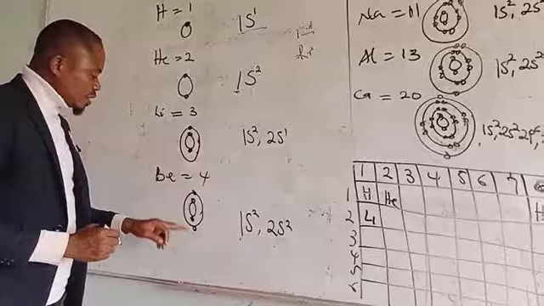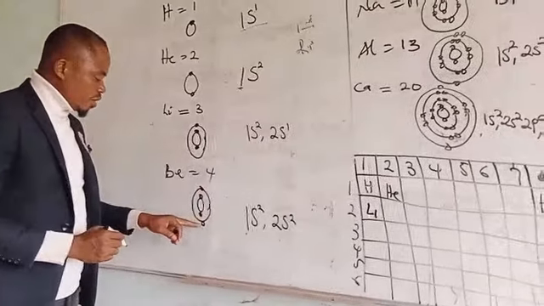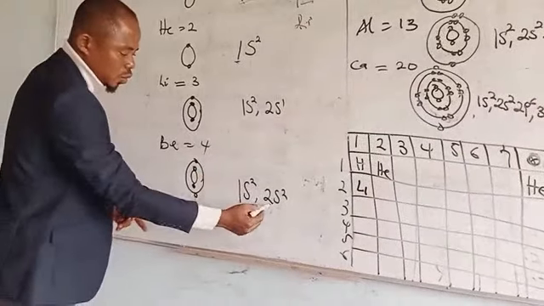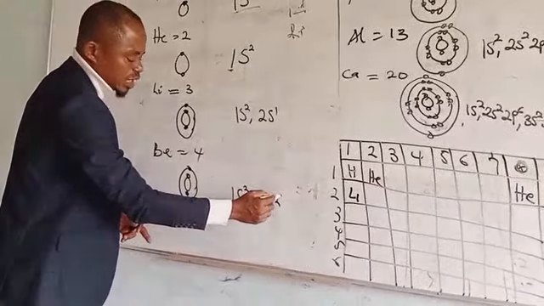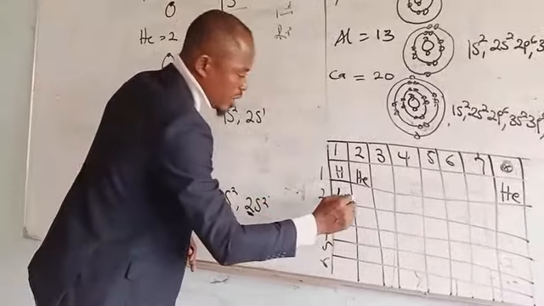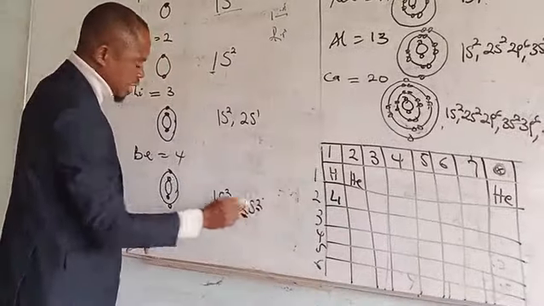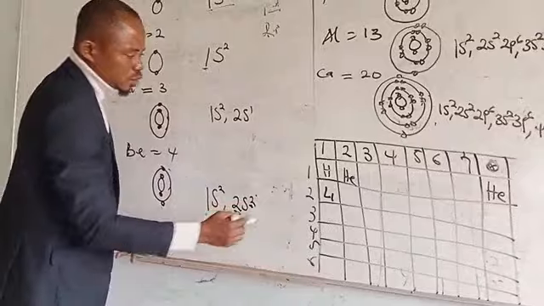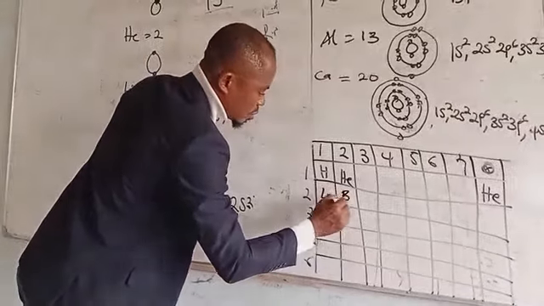Beryllium, 2 electrons in the outermost shell, but 2 shells, 1, 2. Period 2, 2 electrons in the outermost shell. So it's going to be in group 2 because it has 2 electrons in the outermost shell. Look at it here, 1, 2. 2 electrons in the outermost shell, period 2. This is going to be what? Beryllium.